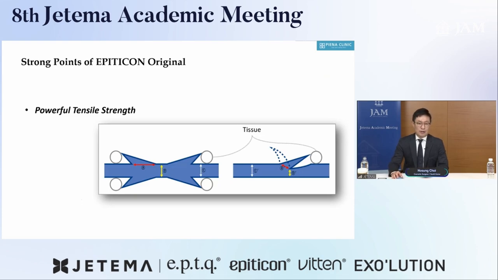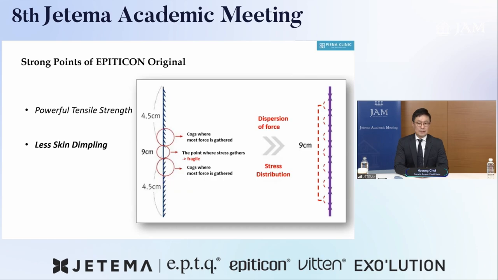First, Epiticon has a powerful tensile strength and barb holding strength due to a constant thickness of whole thread and excellent durability of the cogs. Second, there is much less risk of skin dimplings or unevenness after treatment. Epiticon has a zigzag pattern of the cogs that enables a wider dispersion of mechanical stress that is usually concentrated on a small part of the cogs in other conventional bidirectional cog threads. Eventually, discomfort or skin unevenness after Epiticon insertion can be prevented.